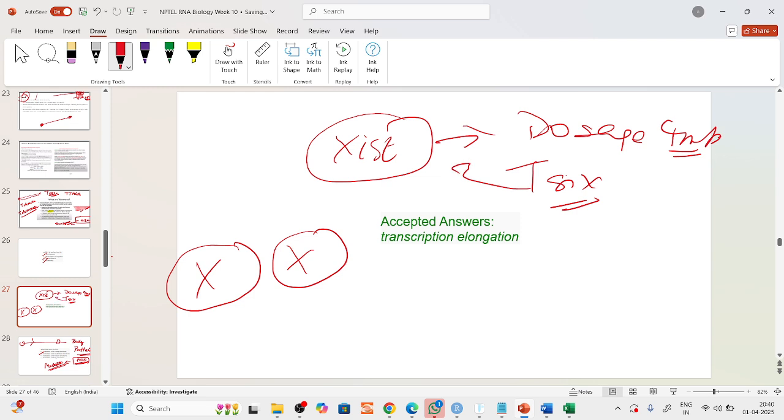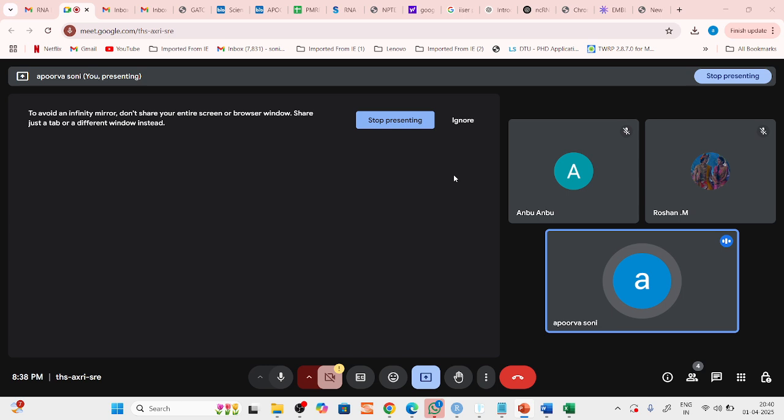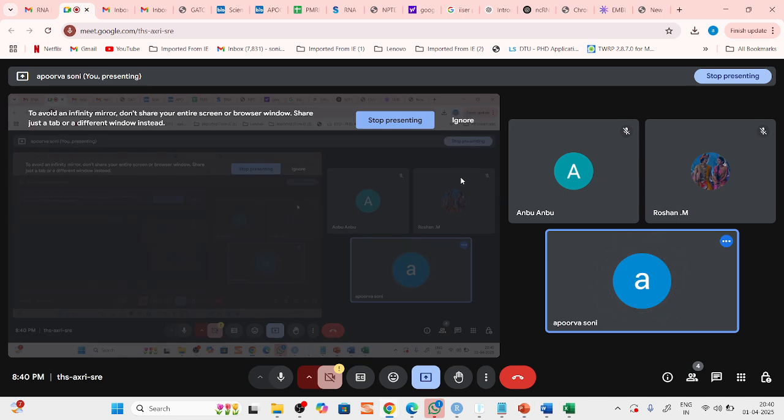Okay, so just to remember, the take home message from this class is that everything is required in the body, but in modulation. Every enzyme is required, but in modulation. Every protein, every transcription factor, every RNA, mRNA, every enzyme, everything is required in the body, but in its proper amount and in modulation.